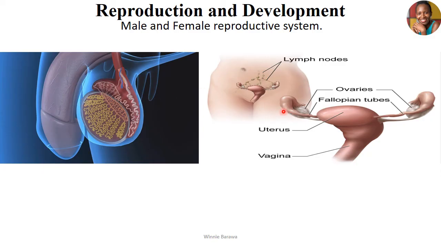So in the female reproductive system, we get to have the uterus, the fallopian tube, the ovaries, and the vagina. This is where the fetus grows and will be produced later during labor processes.